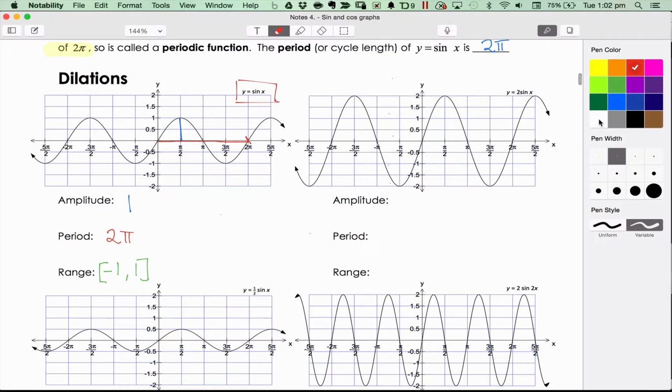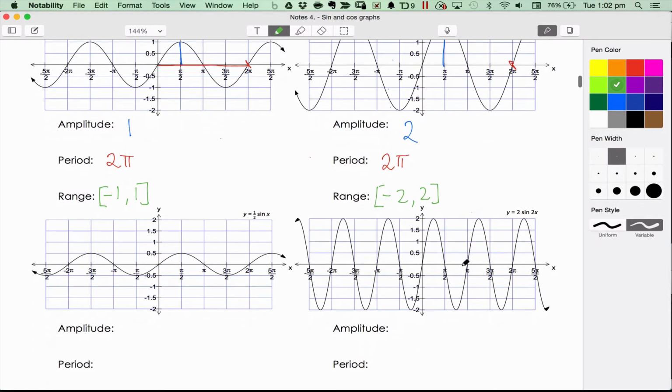Next one we're looking at, the amplitude. How tall is it? It goes up 2 for this one. The period until it repeats itself is still 2 pi. And the range is -2 to 2. Make sure you put your negative number first when you're doing your range. And it's inclusive because it actually does reach +2 and -2.